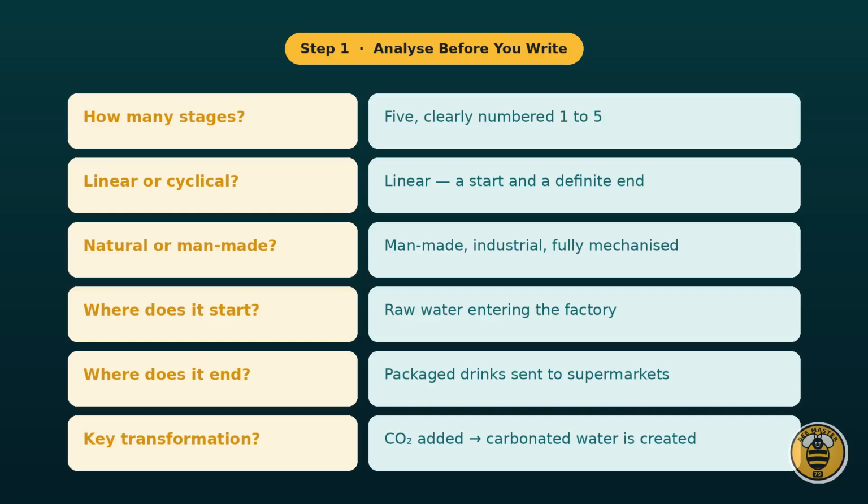Before writing, interrogate the diagram. How many stages? 5. Is it linear or cyclical? Linear, with a clear start and end. Is it natural or man-made? Man-made and fully mechanized. It starts with raw water and ends with packaged drinks at the supermarket. The key transformation is when carbon dioxide is added and carbonated water is created. Answer these questions and your overview writes itself.